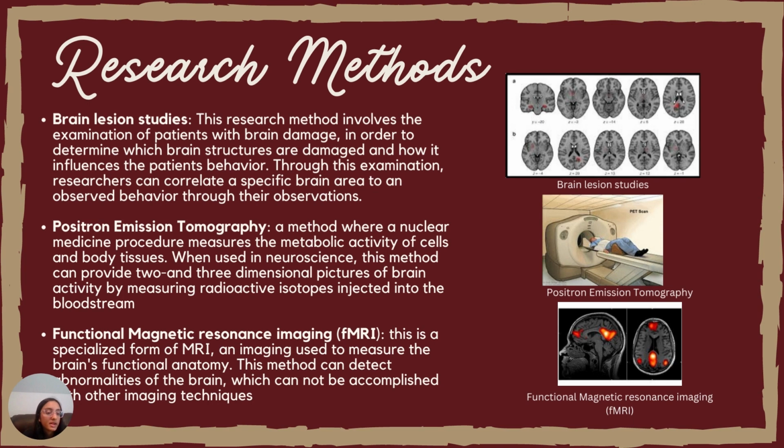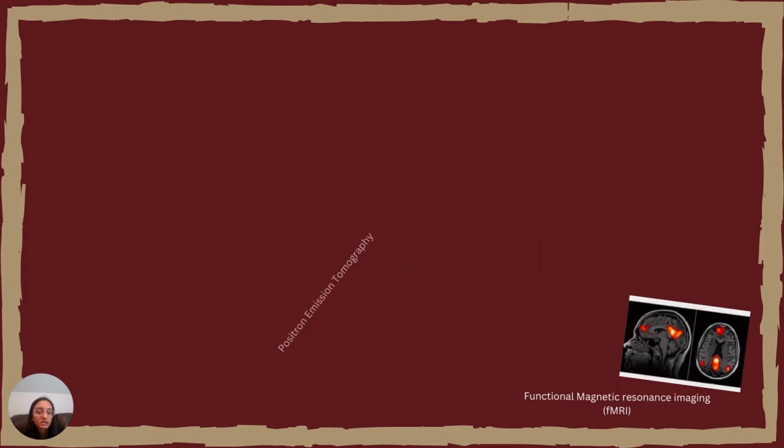Next is functional magnetic resonance imaging, also called fMRI. This is a specialized form of MRI and an imaging used to measure the brain's functional anatomy. This method can detect abnormalities of the brain, which cannot be accomplished with other imaging techniques.